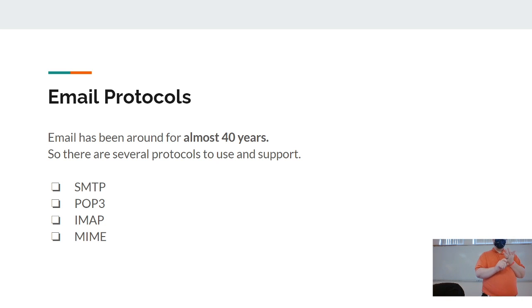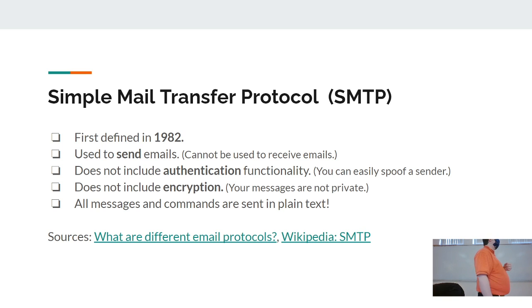So the main protocols that are out there and supported in regards to emails are going to be SMTP, POP3, IMAP, and MIME. You may have heard or seen those acronyms somewhere at some point. Those are the main protocols that are in use. So Simple Mail Transfer Protocol, SMTP, is kind of the original way to send emails. It's the original protocol that's been around since '82.